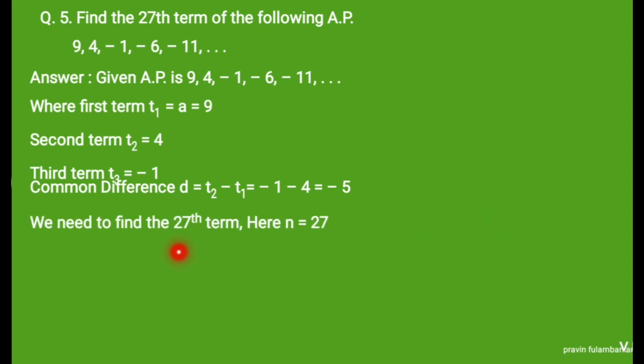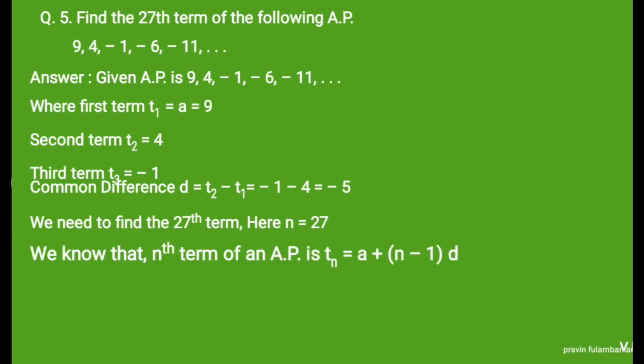We need to find the 27th term. Here n equals 27. So we use the formula Tn equals A plus n minus 1 into D. Substitute the value of n as 27, A as 9 and D as minus 5. So we write Tn as T27, because n equals 27, A is 9, n is 27 and D we replace by minus 5.